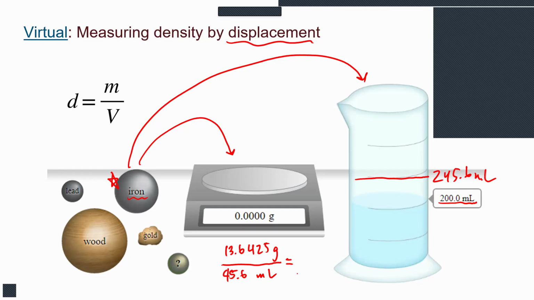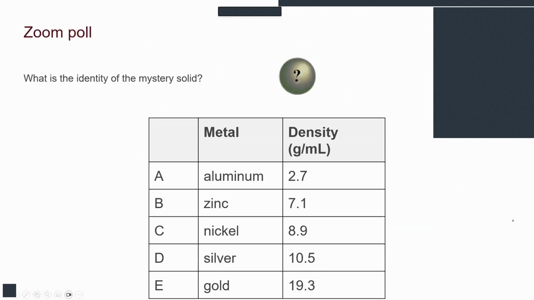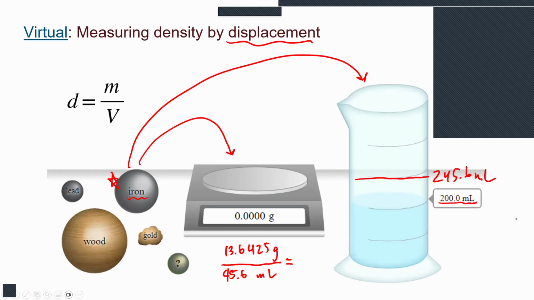Now, what does this mean for our density? Well, we calculate our density by saying 13.6425, our mass, over our volume. And we'd see whatever that actually is. Okay, can you give me a number in the chat if that makes sense? Can you give me a number in the chat if you understand how to calculate the volume of this solid object?